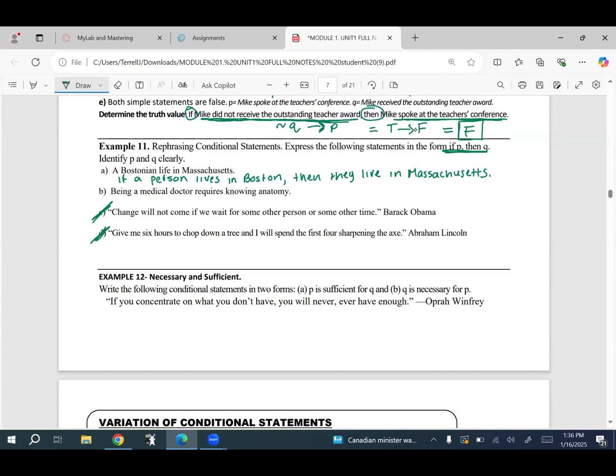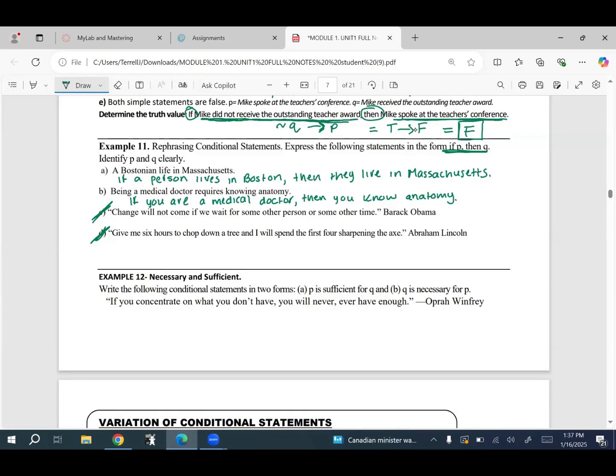Next, being a medical doctor requires knowing anatomy. How can I structure that as an if-then? Medical doctor, then you know anatomy. If you are a medical doctor, then you know anatomy. Structuring sentences so they're more in that conditional format of if-then.